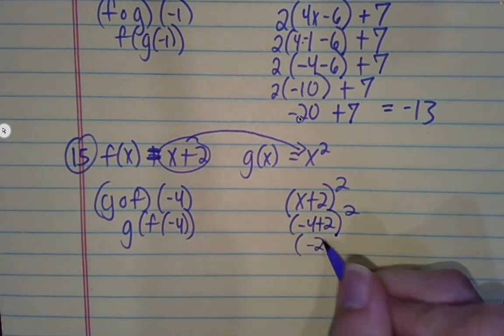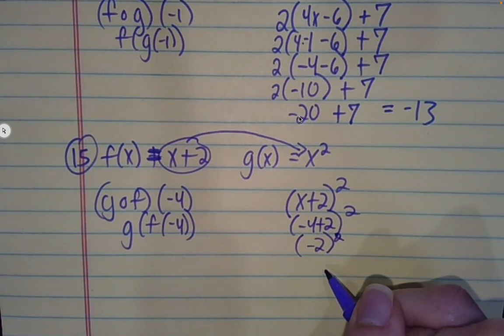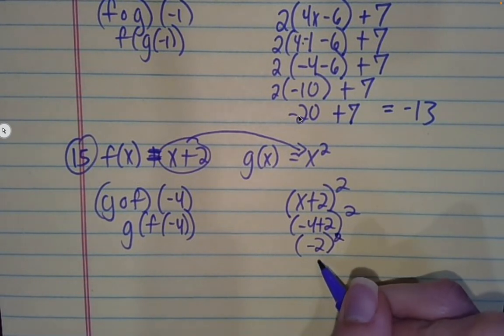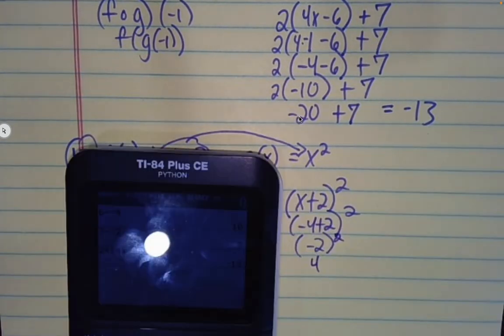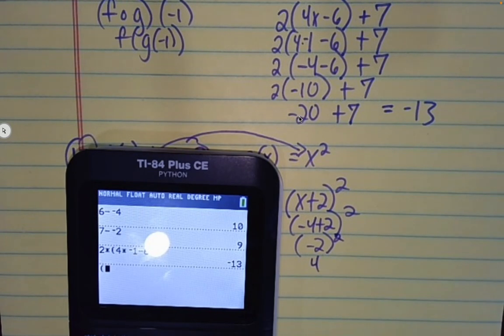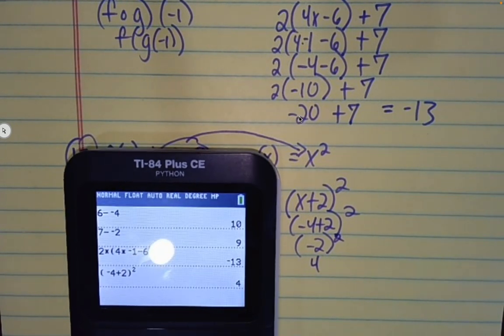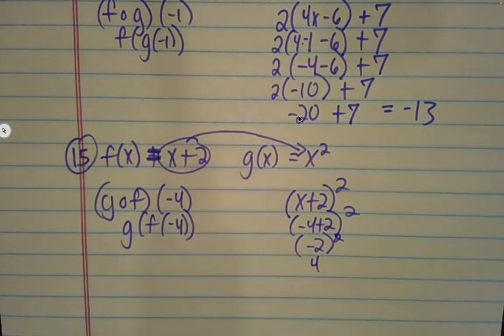So I have negative 2 squared, which is what? 4. Positive 4. And you could probably just type it in just like that. Watch. Negative 4 plus 2 squared. 4. Check on your calculator. Okay?